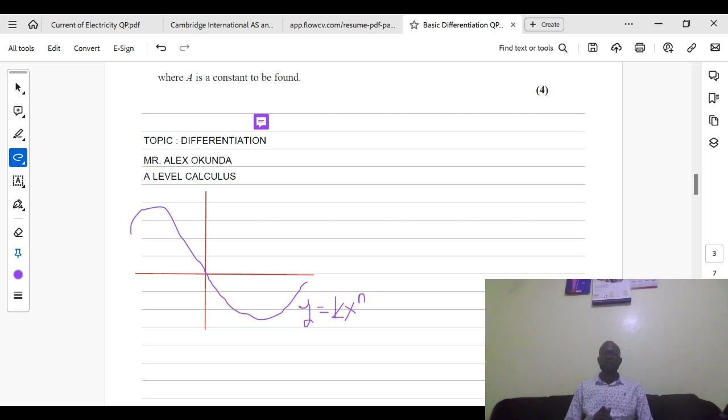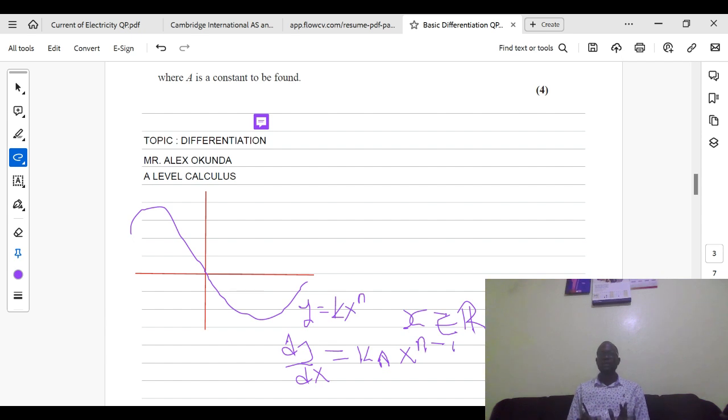So when we have y is equal to k x power n, where x belongs to R, that is where x is a real number, for us to find the derivative of this curve we will be using the general rule: dy/dx is equal to multiply the power by the constant, k n, and then once we have multiplied the power by the constant, we subtract 1 from that power, which will now give us n minus 1.